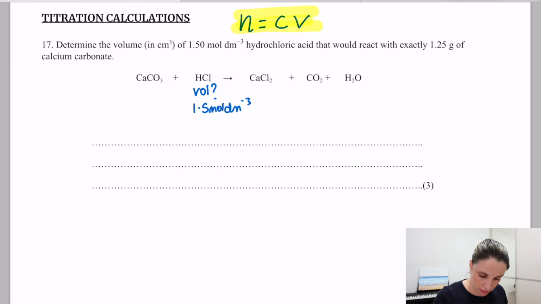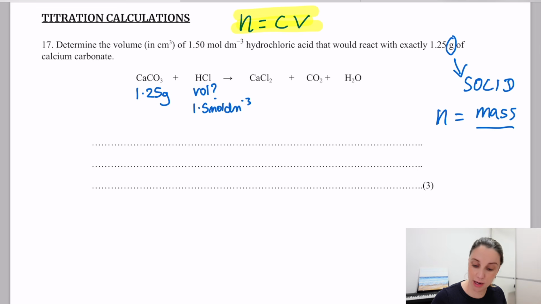I've also been given that calcium carbonate is 1.25 grams. If something's in grams, that should be telling you that it's definitely a solid. So we're going to need to use moles equals mass divided by formula mass to work out the moles of that. Before we get started, I've just noticed that this equation is not balanced. There should be a 2 in front of this HCl. I'm assuming it's just a typo. The IB don't tend to be sneaky and horrible like that and sneak in that it's not balanced, but it is always worth a check. So I'm glad that we rescued that today.